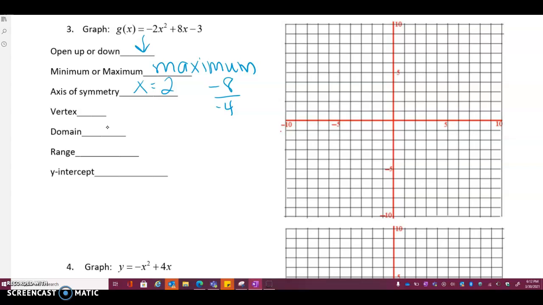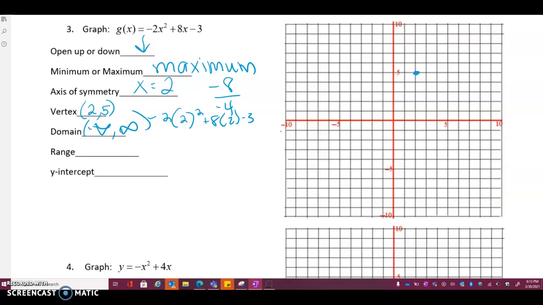I'm going to plug that back into my equation. So in our calculators, we will do -2 times, let's see, 2 squared plus 8 times 2 minus 3. That's going to give me 2, 5 as my ordered pair for my vertex. So I'll go in and find 2, 5 as my vertex. Domain, always negative infinity to infinity. Range, we need to find.